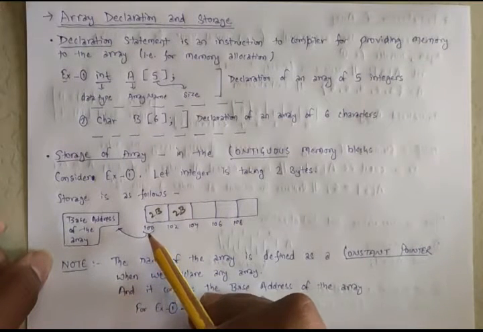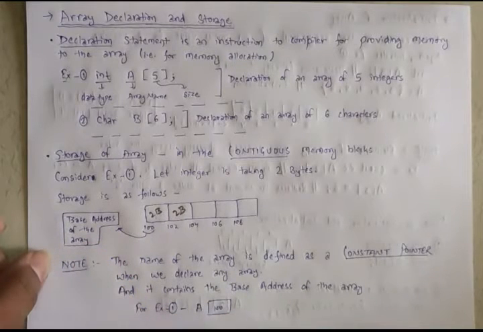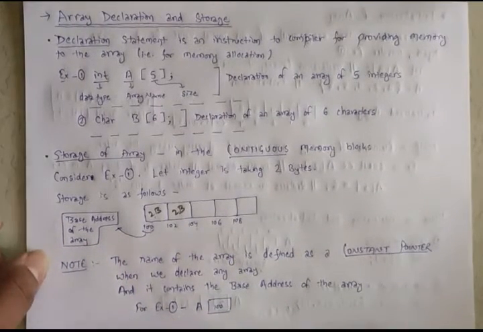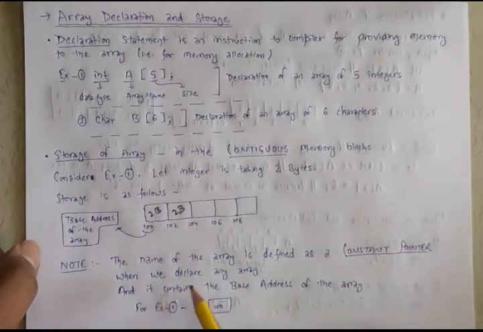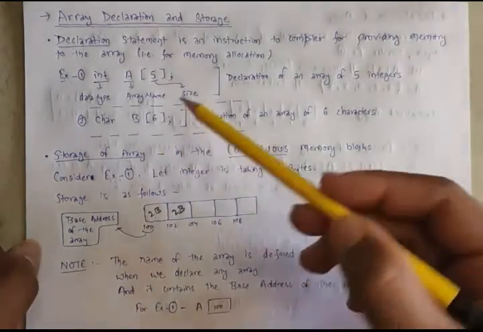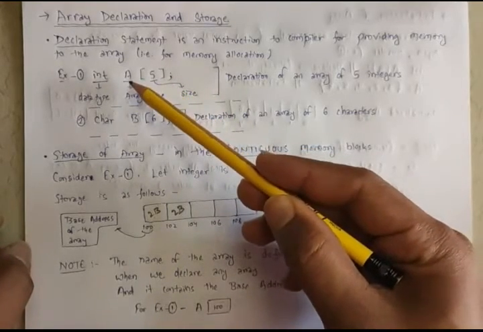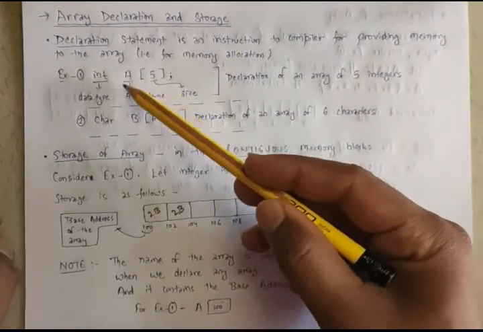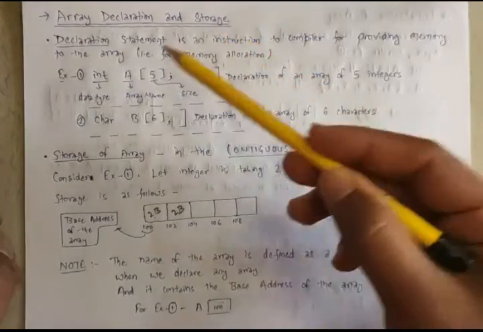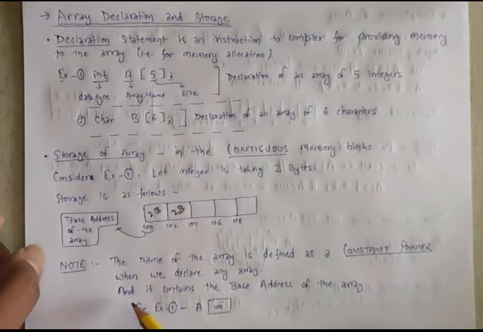The address of the first element of the array is known as the base address of the array. One important point to note over here is that the name of the array is defined as a constant pointer when we declare any array. For example, here we have declared an array with array name A. This A, which is the array name, would be defined as a constant pointer. And one more important thing is that it contains the base address of the array.